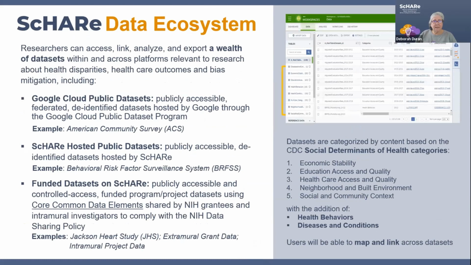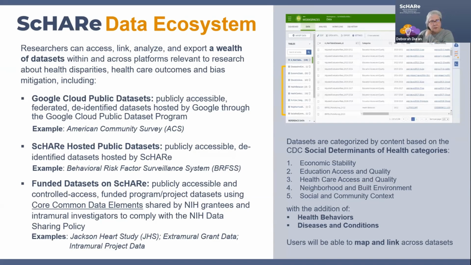The ScHARe data system has over 240 data sets, and they're categorized by the social determinants of health of CDC. So economic stability, education access and quality, healthcare access and quality, neighborhood and built environment, social and community context. And we've also added health behaviors and some disease and disorders. These Google Cloud public data sets have no PII in them, so they are easily available and accessible today.